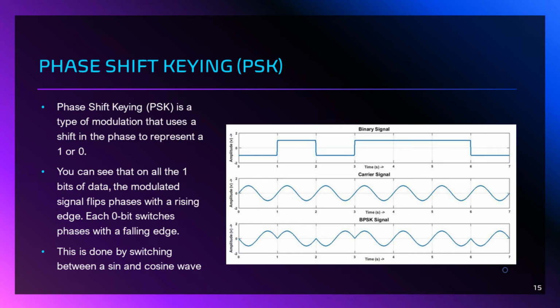So if you're not understanding what exactly is going on here, on our 1 bits, we have a rising phase, and then it'll be flipped or reversed on our 0 bits.